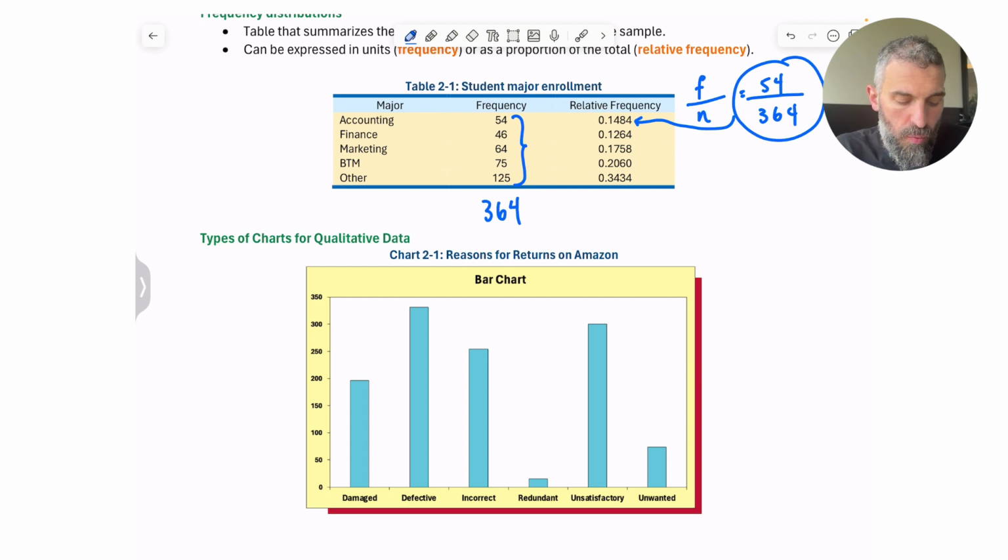As far as what I put first, here I have the six reasons for returns on Amazon. And you can see they're either damaged or defective or incorrect or redundant and so on. And you see defective is the highest. Right, that has the highest frequency. The second would be that they were unsatisfactory, then incorrect, then damaged. So really all you need to know here is bar charts are used for qualitative data. The width of the bar should always be the same. The only thing you should be playing with is the height.